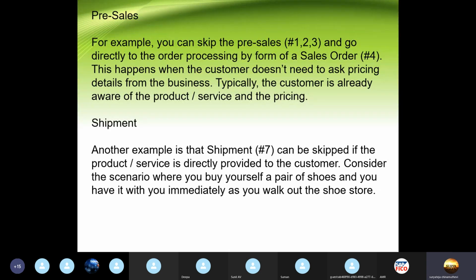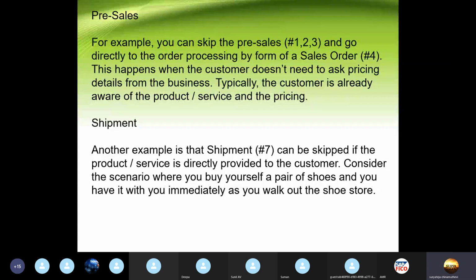Shipment. Another example is that shipment, which is serial number 7, can be skipped if the product or service is directly provided to the customer. Consider the scenario where you buy yourself a pair of shoes and you have it with you immediately as you walk out of the shoe store.